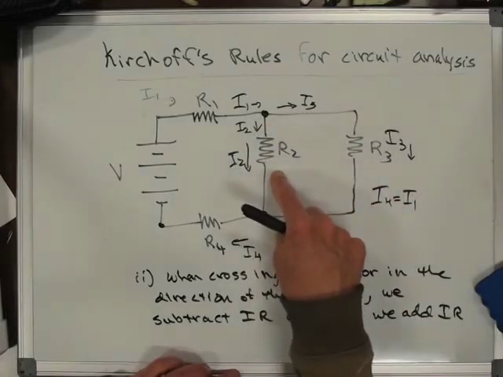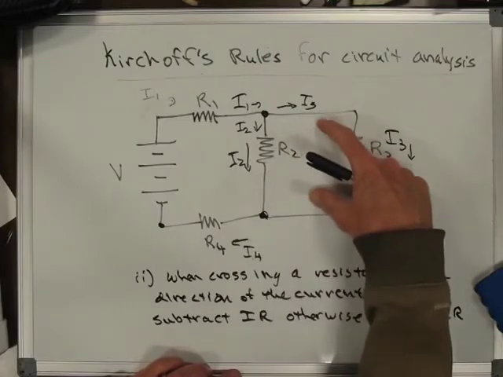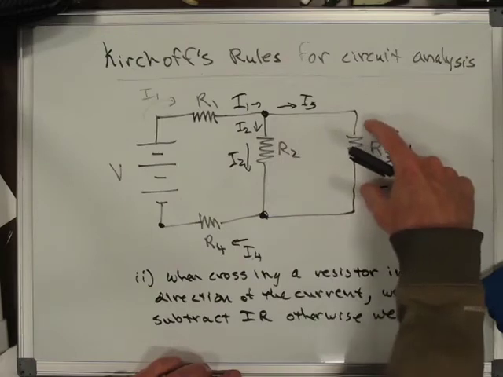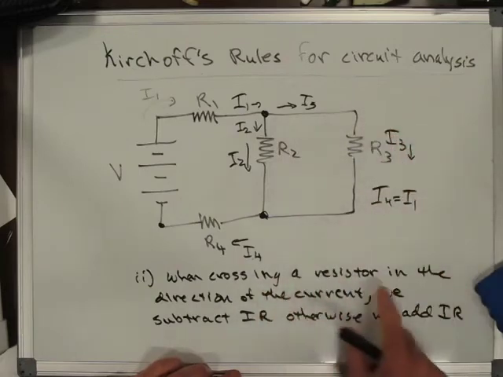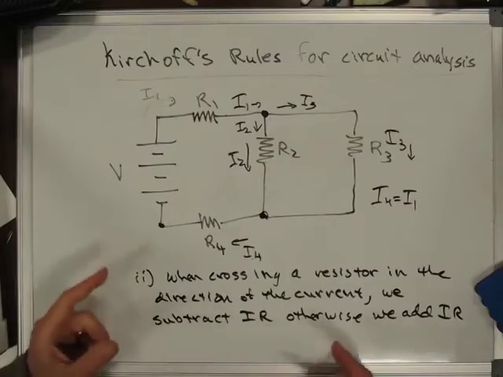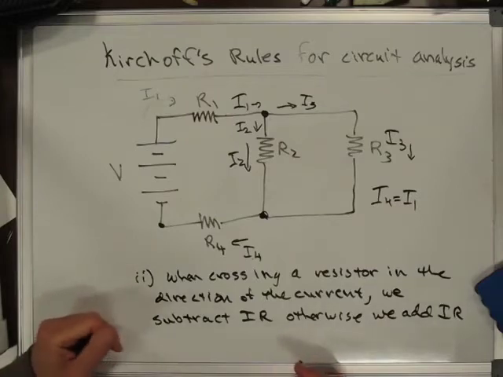But we know that already because these are in parallel. And so the voltage across this one, I2R2, equals the voltage across this one, I3R3. Kirchhoff's laws just sort of enforce that. So I'll do a few examples of this on our next screen.